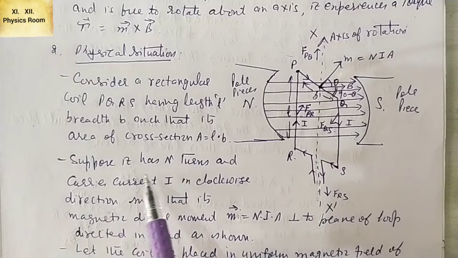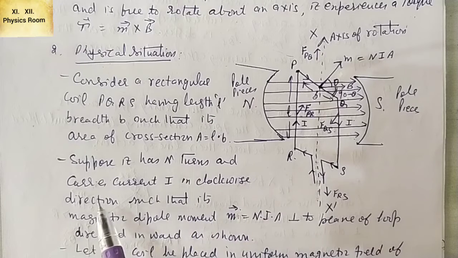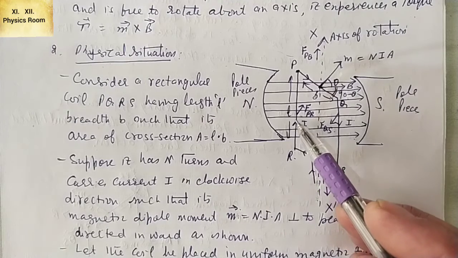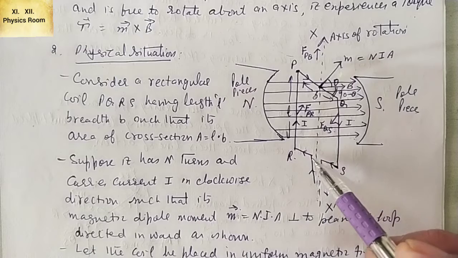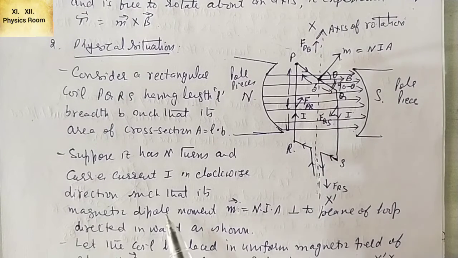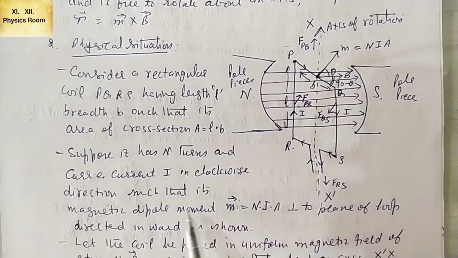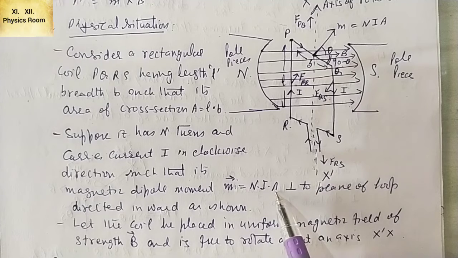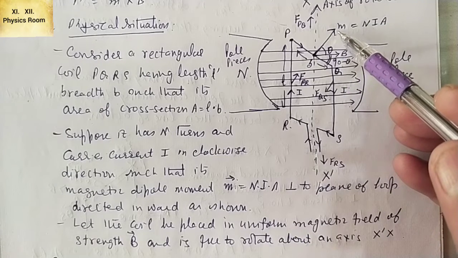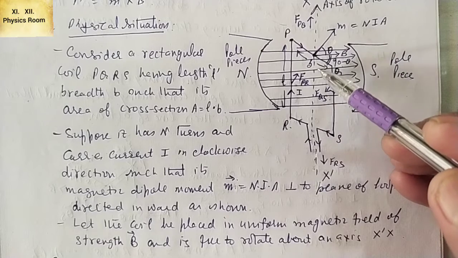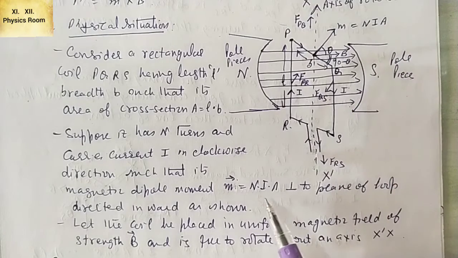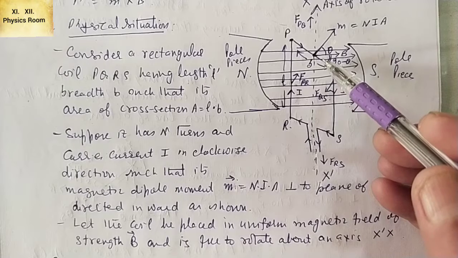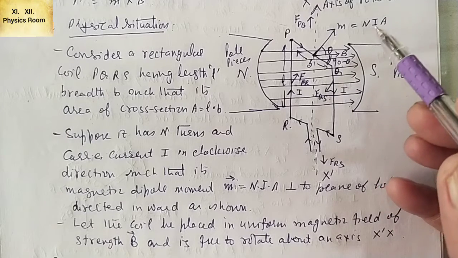Now suppose it has N turns and carries a current I in clockwise direction, such that its magnetic dipole moment M is equal to NIA. Magnetic moment M is NIA from center, perpendicular to plane of loop, directed inward as shown. Directed inward means along negative z axis.